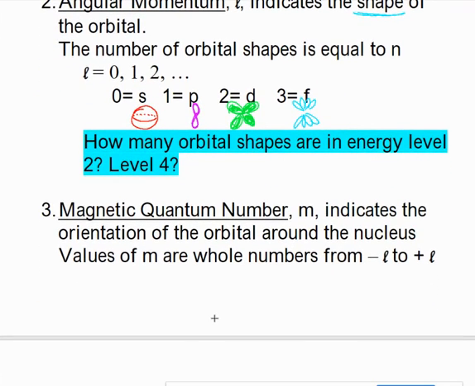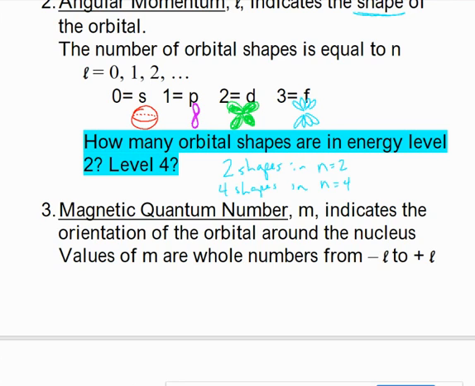Okay, how many orbital shapes are in energy level 2 or 4? The different shapes correspond to the energy level. So what this is saying is, for example, in energy level 2, you have 2 shapes. 2 shapes in n equals 2. That's energy level 2. Okay, so in energy level 4, there are 4 shapes. Every energy level has that many shapes. Energy level 5 has 5 different shapes.